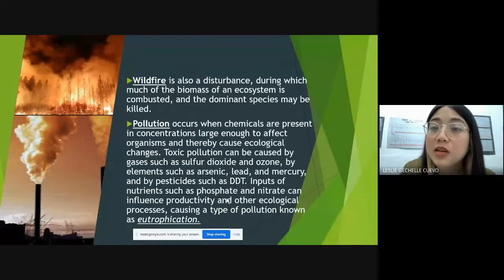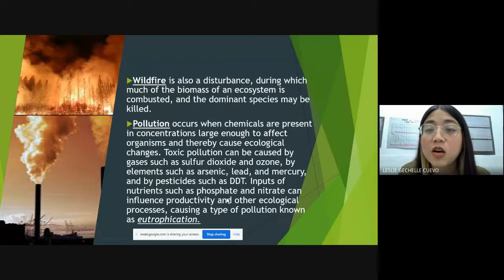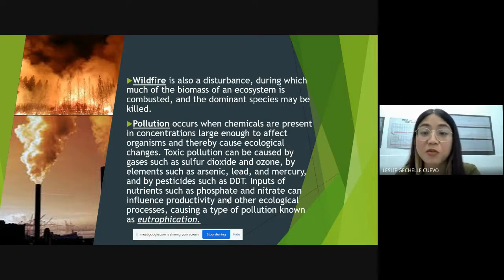Then, pollution. This occurs when chemicals are present in concentrations large enough to affect organisms and thereby cause ecological changes. Toxic pollution can be caused by gases such as sulfur dioxide and ozone, by elements such as arsenic, lead, and mercury, and by pesticides such as DDT. Inputs of nutrients such as phosphate and nitrate can influence productivity and other ecological processes, causing a type of pollution known as eutrophication.